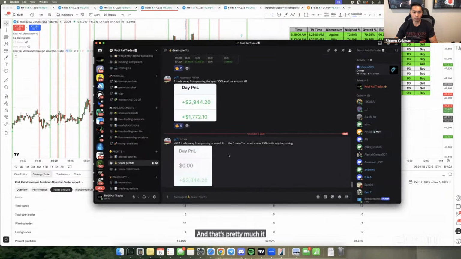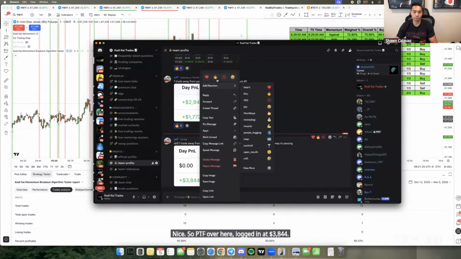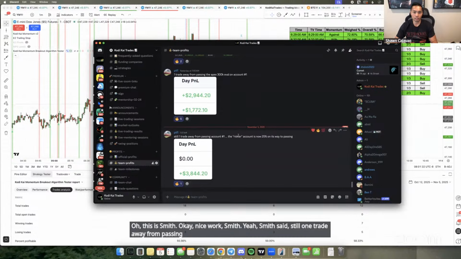Let's see, we got some team profits here. Nice. So PTF over here locked in at 3,844. Oh, this is Smith. Okay, nice work, Smith. Smith said still one trade away from passing account number one. The riskier account is now at 25% on its way to passing. Solid. So great profits right there, guys.